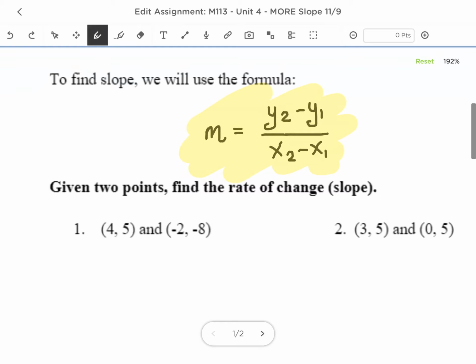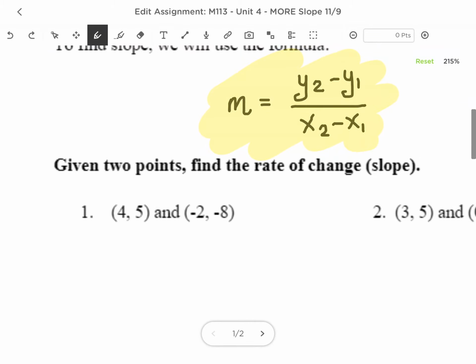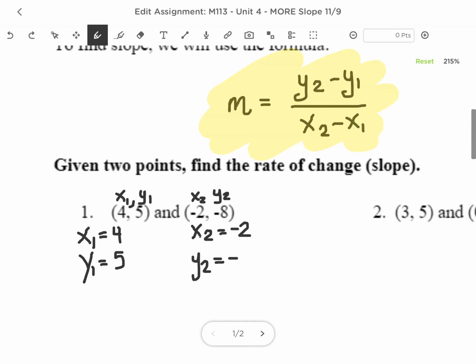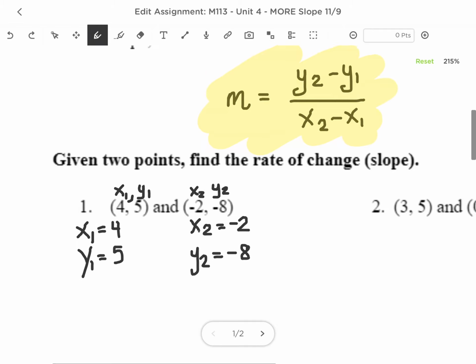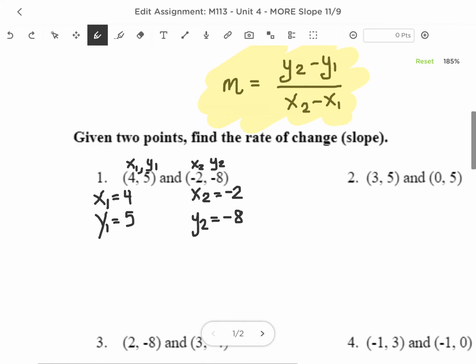Our 2 points here are (4, 5) and (-2, -8). What I'm going to do is designate the first to be x1, y1, and the second point will be x2, y2. So if I write this out just to do a little extra work here, I have x1 equals 4, y1 equals 5, x2 equals -2, and y2 equals -8. Okay, you don't need to write that step out every time, but sometimes it helps at first.